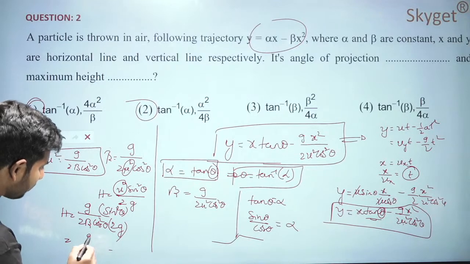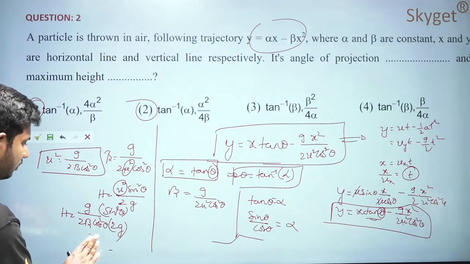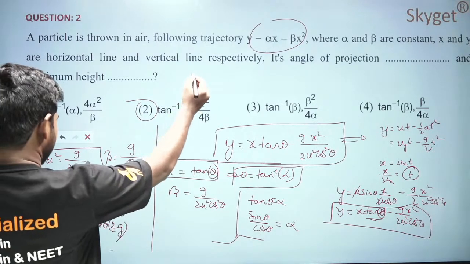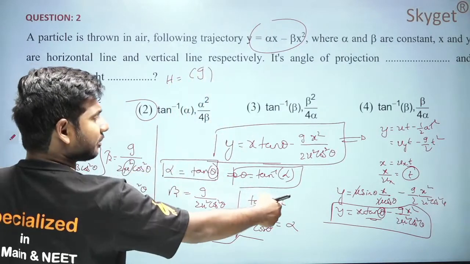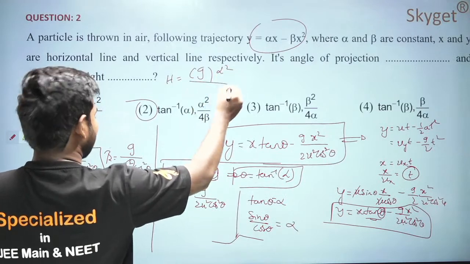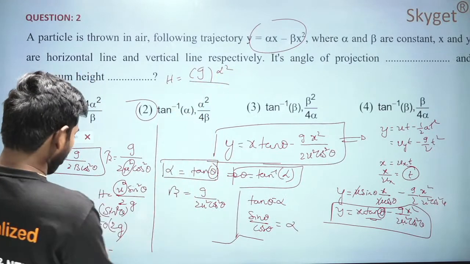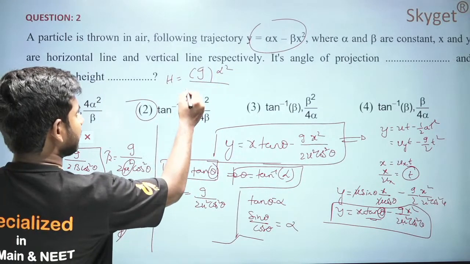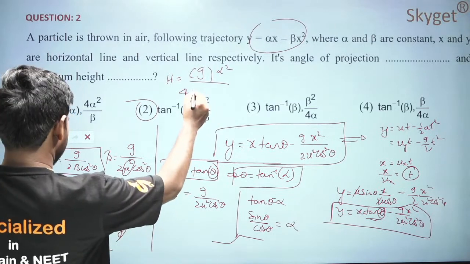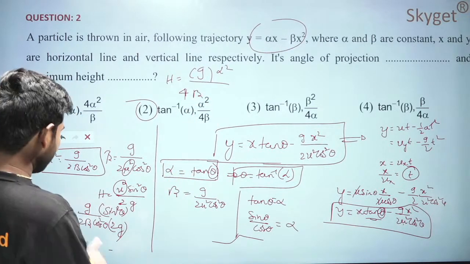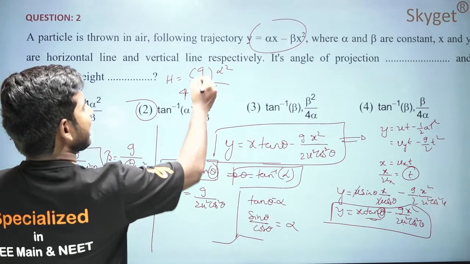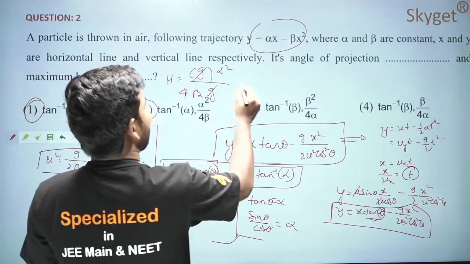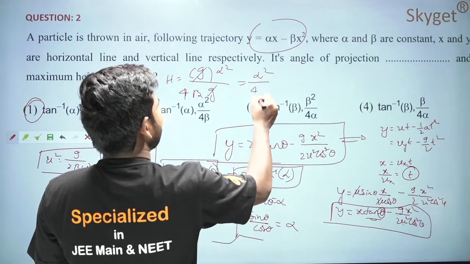So g into tan square theta, which can be written as alpha square, divided by 4 beta into g. g gets cancelled, so the maximum height will be alpha square by 4 beta.